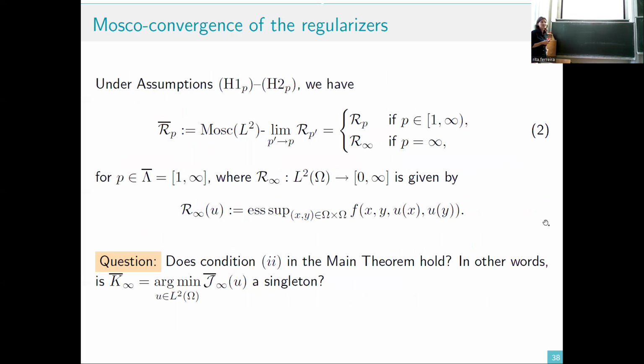And then what can we say under the assumptions I was showing before? What can we say with respect to Mosco convergence? Well, as before, if your parameter is in the original set, nothing changes. The regularizer is the one you started with. Something happens at the borderline.